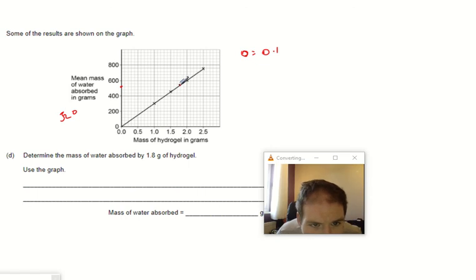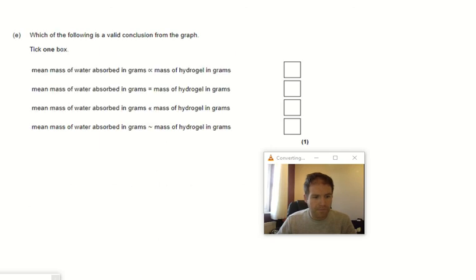But let's have a little double check. That's maybe just slightly past the second one. So 520 to that line plus a little bit. So let's say 530 grams to be sure. Next question. Which of the following is a valid conclusion for the graph? Tick 1.